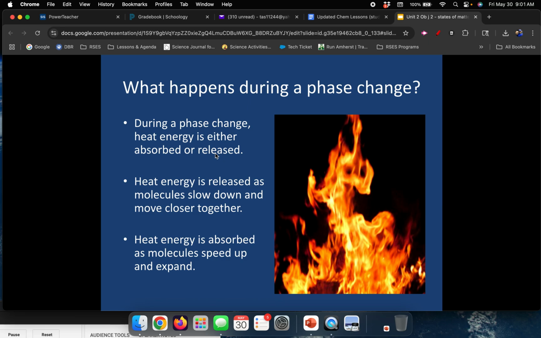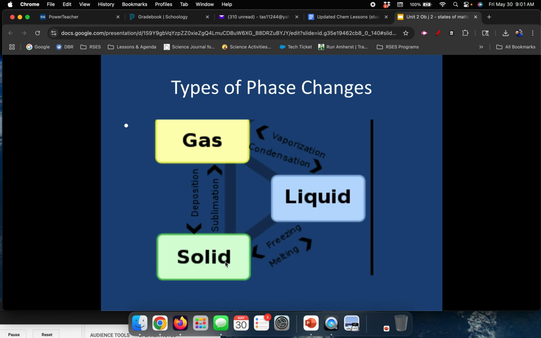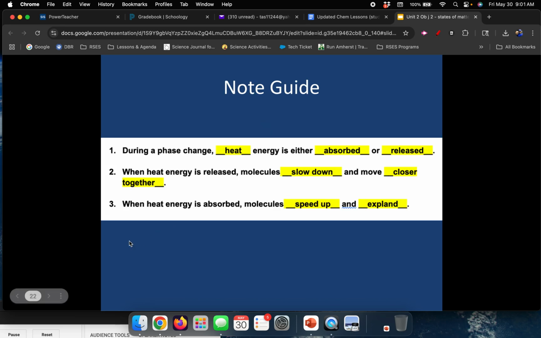If we do the opposite, we have an ice cube and then we melt it by adding heat. Well, heat energy is absorbed, speeds up the molecules, and they spread out because the molecules have more room to move. You can pause here if you want to review these words, but it just shows like if we start with a gas, condensation makes it a liquid, vaporization turns it back to a gas. That's how this chart works. Pause while you put this into your notes.